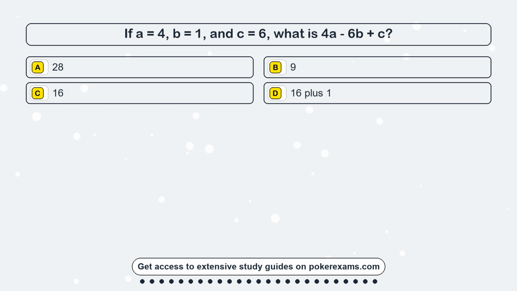Question 8. If A equals 4, B equals 1, and C equals 6, what is 4A minus 6B plus C? Option A 28. Option B 9. Option C 16. Option D 16 plus 1.